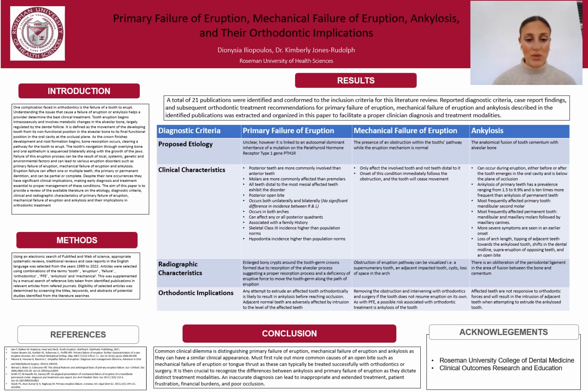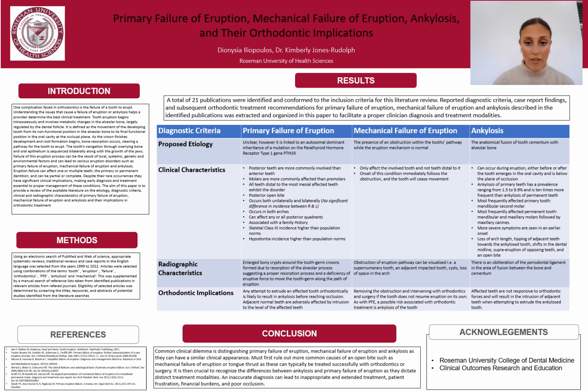Eligibility of selected articles was determined by screening the titles, keywords, and abstracts of potential studies identified from the literature searches. Results: a total of 21 publications were identified and conformed to the inclusion criteria for this literature review. Reported diagnostic criteria, case report findings, and subsequent orthodontic treatment recommended for primary failure of eruption, mechanical failure of eruption, and ankylosis described in the identified publications were extracted and organized in this paper to facilitate proper clinician diagnosis and treatment modalities. They are organized in this table below.